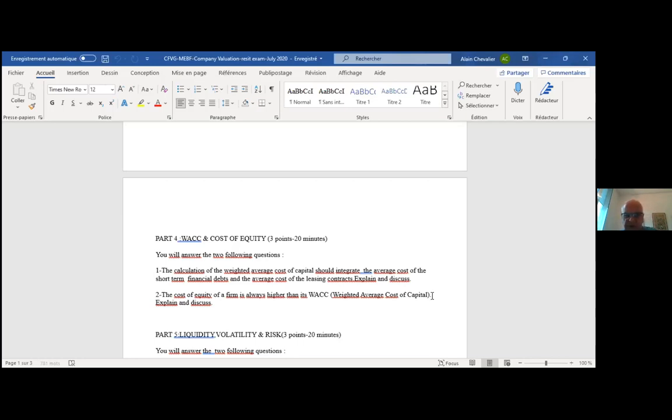So the answer to this question is very easy. It is said the calculation of weighted average cost of capital should integrate the average cost of a short-term financial debt. The answer is yes. And the average cost of leasing contracts, yes, for the financial lease. It's no, of course, for the operational lease. Okay. This is what we do. That's what I wanted to show you on this question for part 4, question 1.